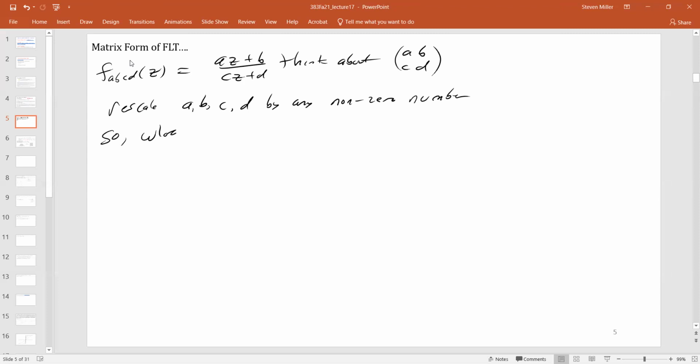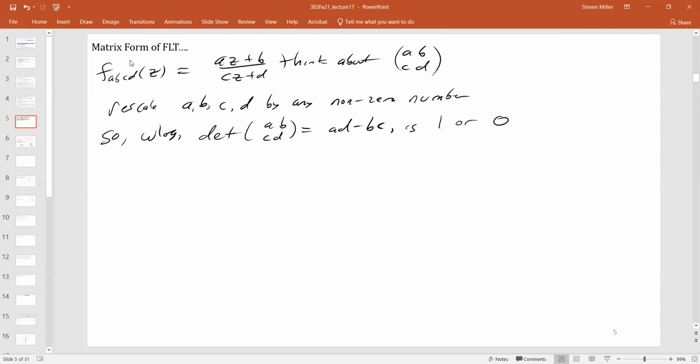So without loss of generality, the determinant of A, B, C, D, which is AD minus BC, is what? So 1. Is there anything else we have to worry about? 1 or 0. Because if the determinant is 0, then if I rescale it, it's still going to be 0. So without loss of generality, it might be convenient to consider matrices where the determinant is equal to 1. Yes.